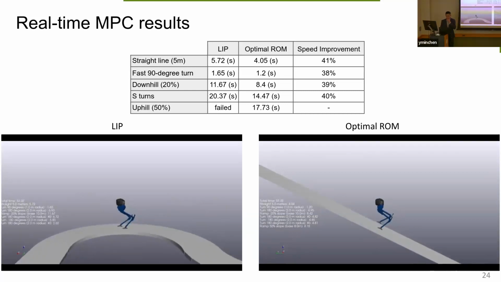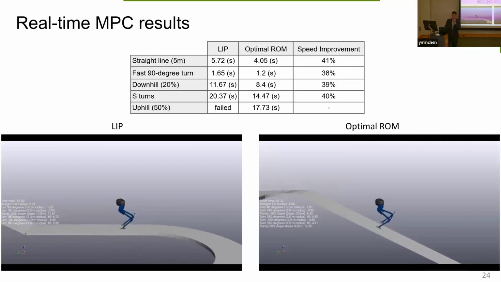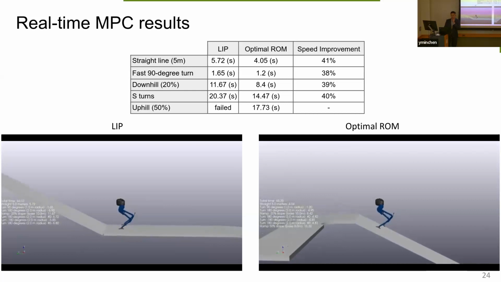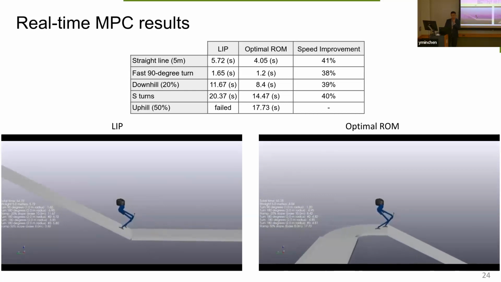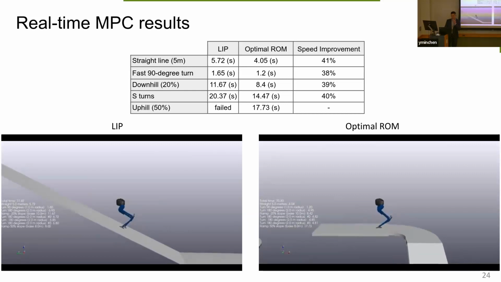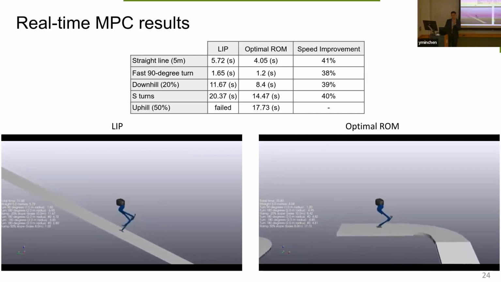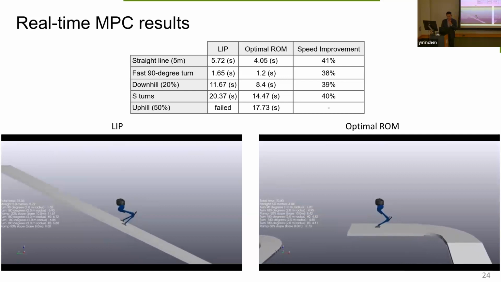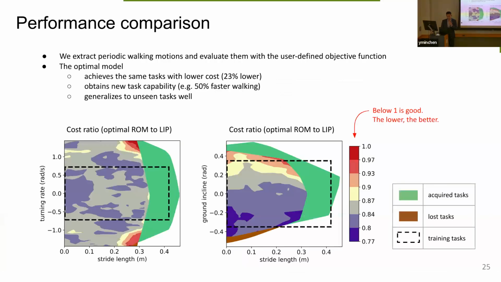Now Cassie is in the last segment. We can see for the optimal model, Cassie can climb up pretty steadily, but on the left side here, the linear inverted pendulum struggles. It cannot finish the task. All right, for time's sake, I'll go to the next. Cassie will eventually fall.